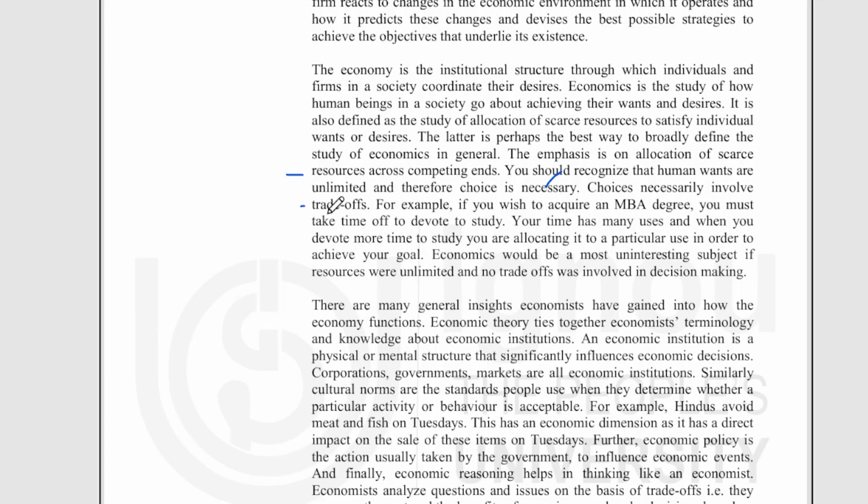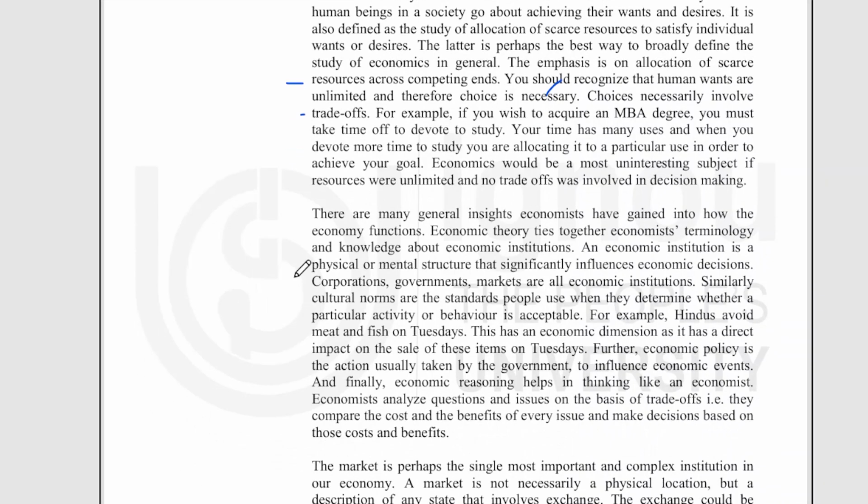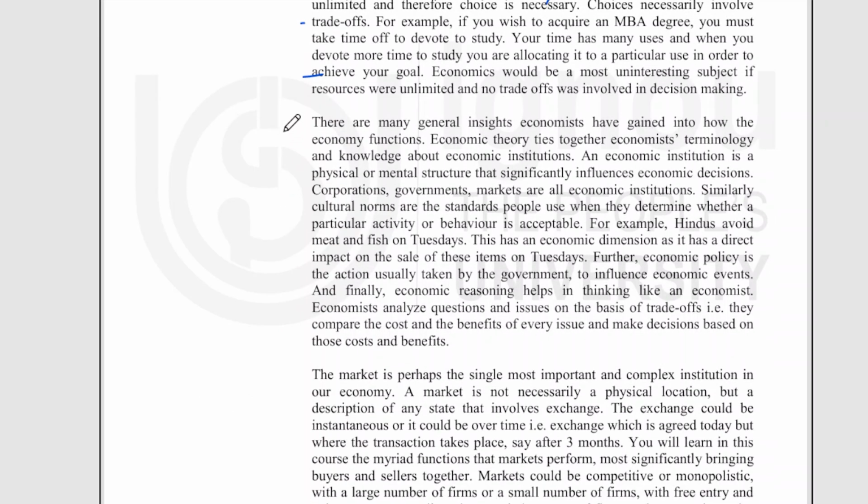For example, if you wish to acquire an MBA degree, you must take time off to devote to study, right? Your time has many uses, and when you devote more time to study, you are allocating it to a particular use in order to achieve your goal. Economics would be the most uninteresting subject if resources were unlimited and no trade-offs were involved in decision making. There are many general insights economics has gained into how the economy functions, and economic theory ties together economic terminology and knowledge about economic institutions.